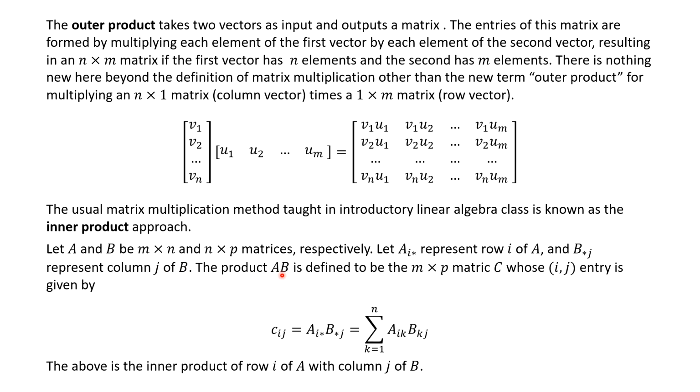The product AB is defined to be the M by P matrix C, whose entry ij is given by this expression here. It's just row i of A times column j of B, which you could represent as this sum here. You may want to think about that for a few seconds just to convince yourself that's true. That'll show up a lot in subsequent lessons. And this is effectively the inner product of row i of A with column j of B.